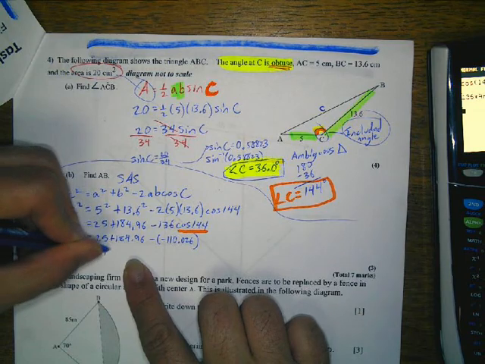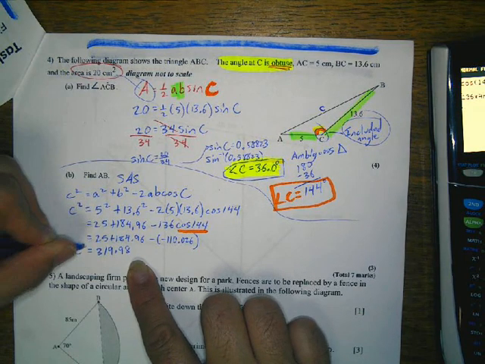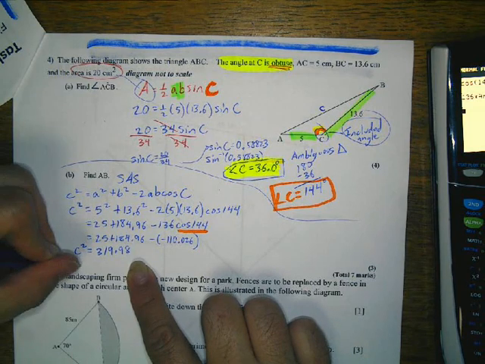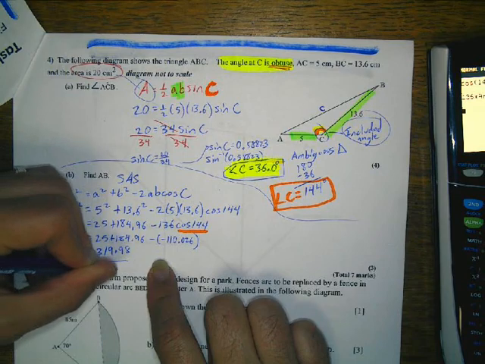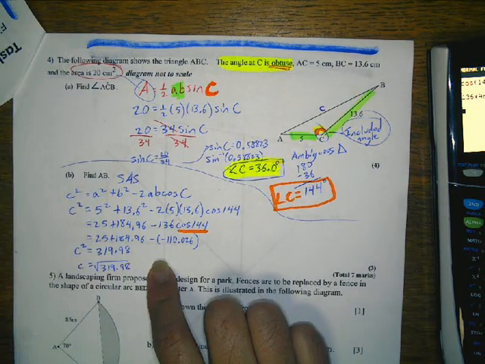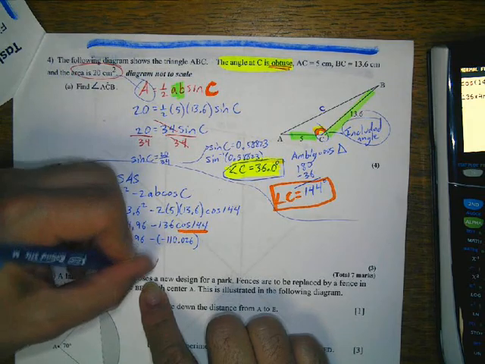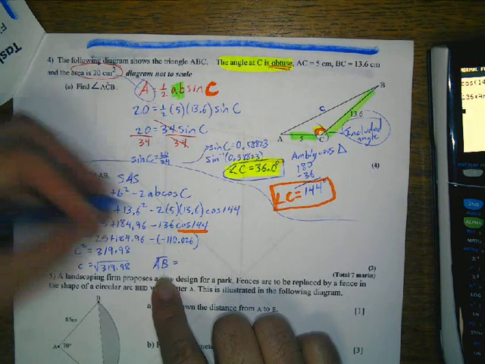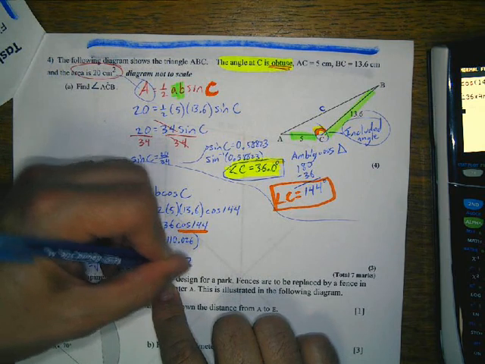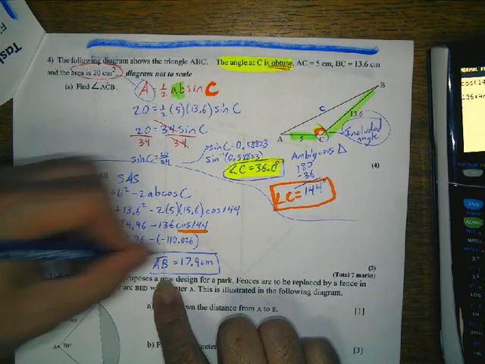So then I add all this together and I get 319.98. And remember that's c squared. So I've got to take the square root of that. And then I'm going to get the line AB is equal to, the square root of that is 17.9 centimeters.